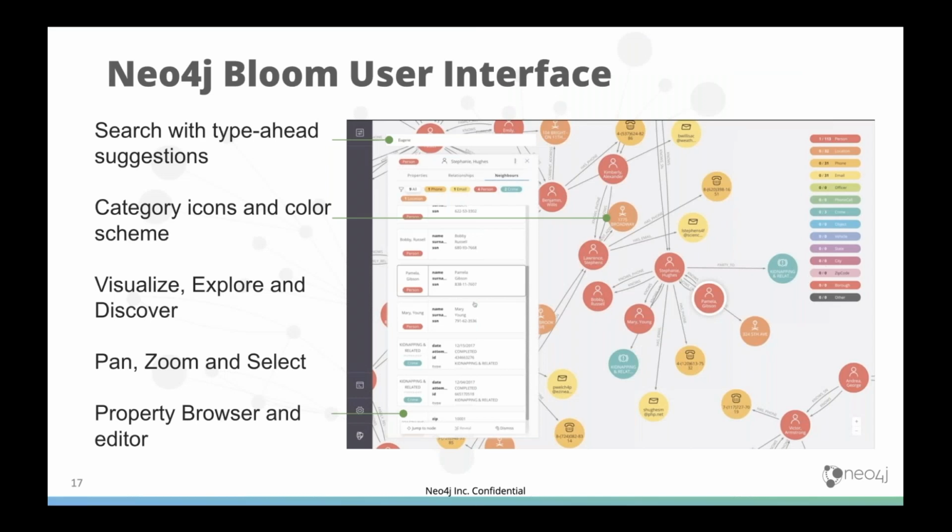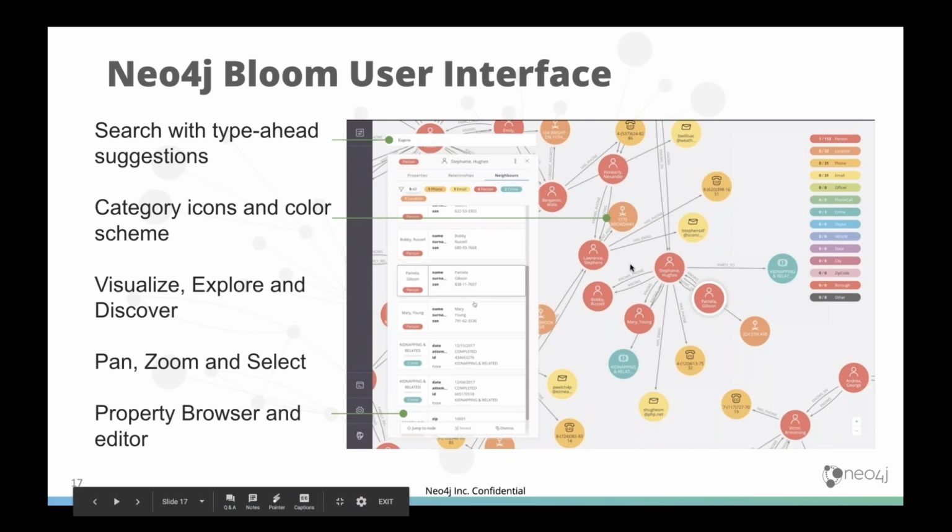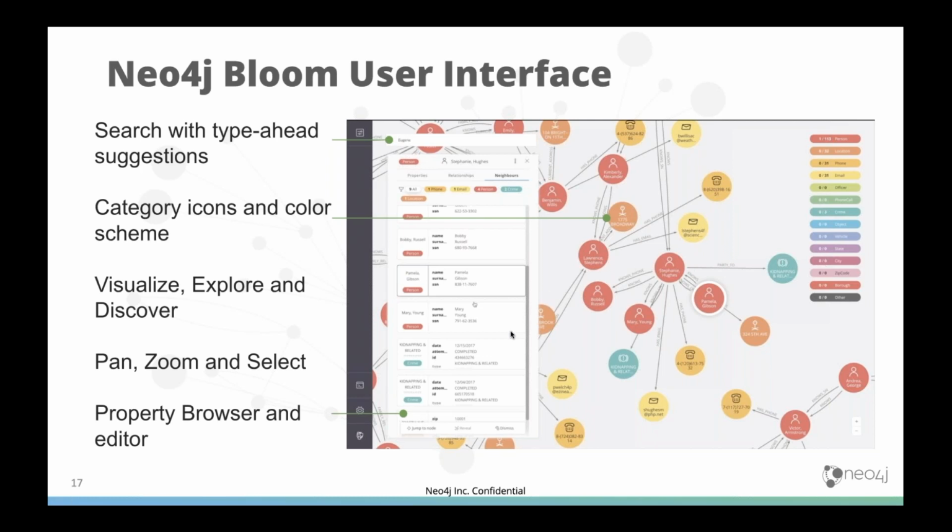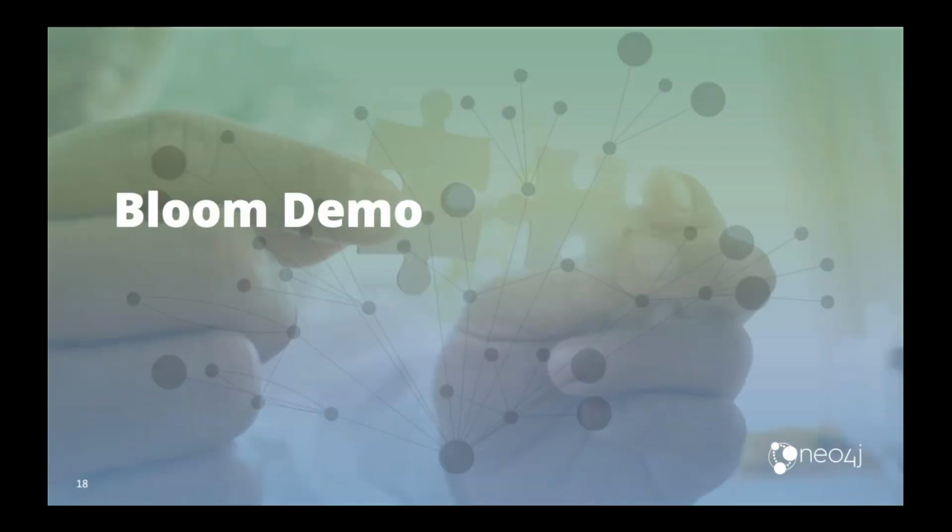Here's the user interface of Bloom, which again we'll look at in the demo. In the user interface, you will see that there's a search box. There are different category colors and icons that define the category. You can visualize and explore just using this interface: pan, zoom, select, etc. And then you can also see a browser for properties, an area for editing and browsing properties. So with that, let's take a look at a demo of the product.